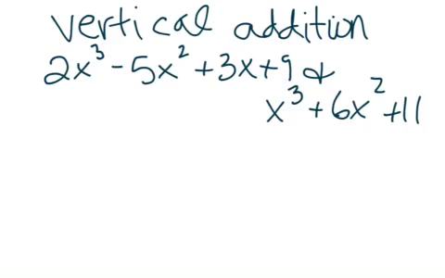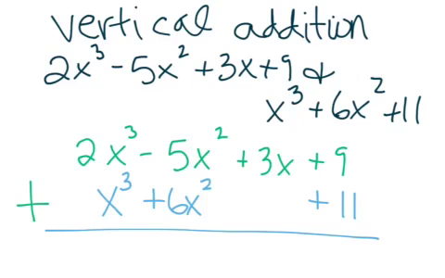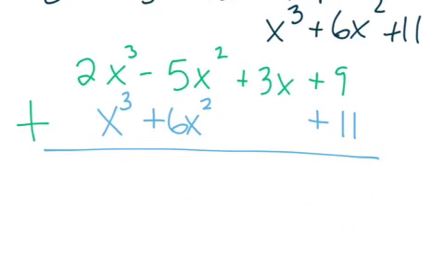Now when I do this vertically, all I'm going to do is situate these so that the like terms are underneath each other. So I'm going to first write my 2x cubed minus 5x squared plus 3x plus 9, and I'm going to add to it plus, I'm going to put the x cubed under the 2x to the third, the plus 6x squared under the negative 5x squared, and then move my plus 11. So I'm not going to have anything under the x term, because I don't have that in the other one. So I'm simply just going to add these down vertically.